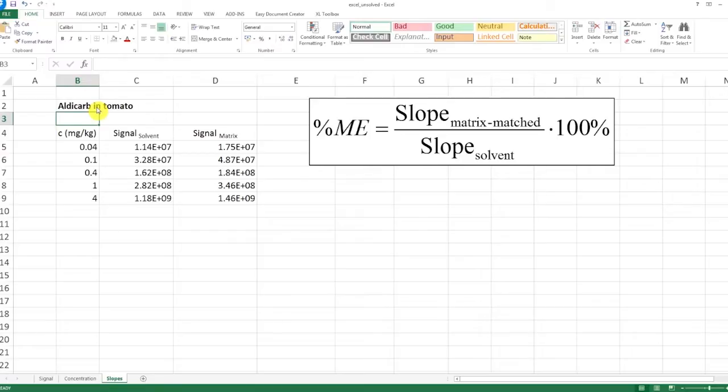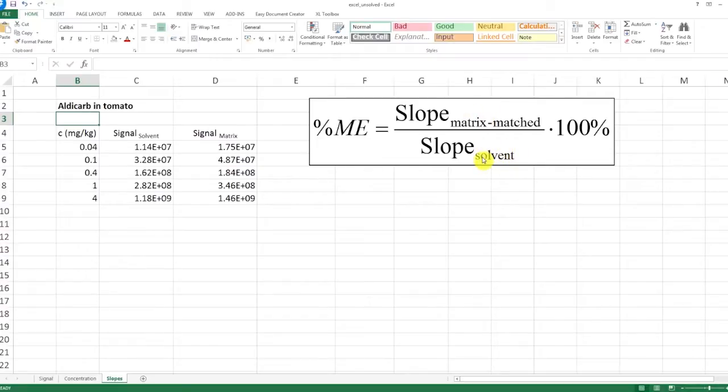So here for this example, we have two data sets. One data set is the analyte signals, the peak areas, in solvent on five concentration levels. And we have also, at the same concentration levels, analyte signals in the blank tomato extract, spiked after the extraction, exactly like in the previous examples. So now to calculate matrix effect, we need to obtain the slopes. To do this, we have to set up two calibration functions, one in the matrix and the other in the solvent. So let's start with setting up the calibration function in the matrix.